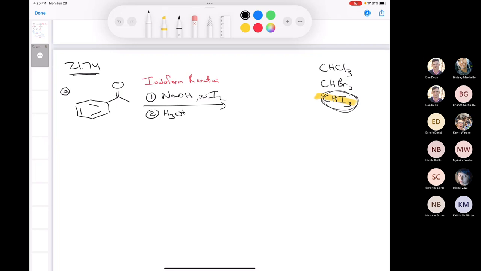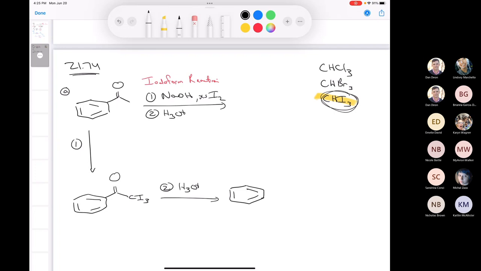All right, so what do we get after the iodoform reaction? I'll just draw it going this way. So after step one, we form the methyl group, but now instead of having three hydrogens, you have the carbon, and it's attached to three iodines. And as you can imagine, this is a good leaving group because you have all the inductive effect of the three iodines pulling on the carbon. So what that means is when you treat it with aqueous acid in the second step, that just hydrolyzes the entire thing. So we go from acetophenone and we make benzoic acid.